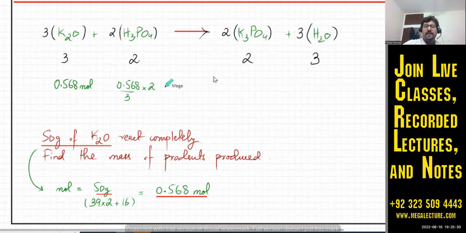So if I want to find the moles of this potassium phosphate, 0.568 divided by 3 and multiplied by its ratio. And if I want to find the other one, it's going to be 0.568 divided by 3 and multiplied by the other ratio, 3. That's going to be the same thing.